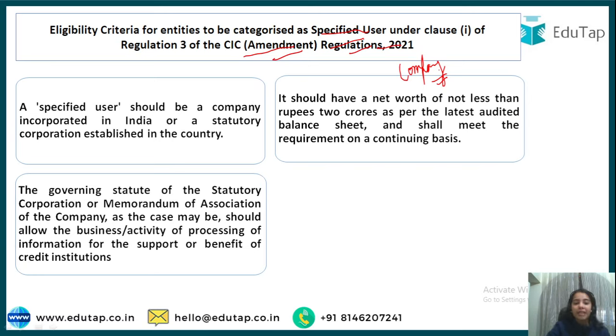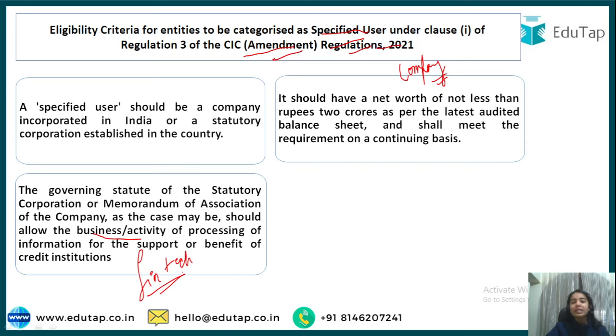The governing statute of the statutory corporation or the memorandum of association of the company, that is the law that helps the entity to run. Okay, the rules that govern the internal affairs of the entity should allow the business. The law and the rules should allow the business or activity to process the information for the support or benefit of the credit institutions. That's why we are talking about the fintechs especially. Why are we not talking about the clothing companies and all?